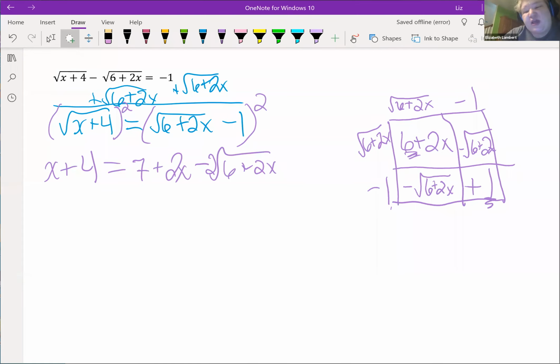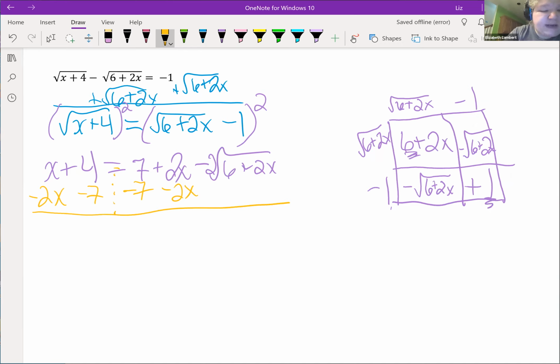You don't have to do it. You can square with the negatives. Like, it'll still solve to the same equation. I just don't like the way it looks. So -7 here and -2x here. So for the moment, I have a -1x, then 4 minus 7 will be -3. And then on the other side, I have the negative 2 square root of 6 plus 2x.